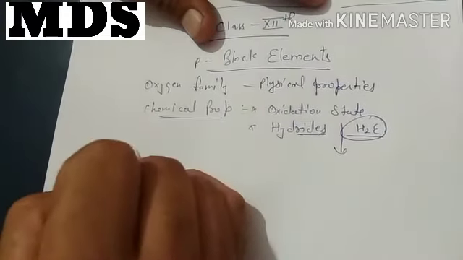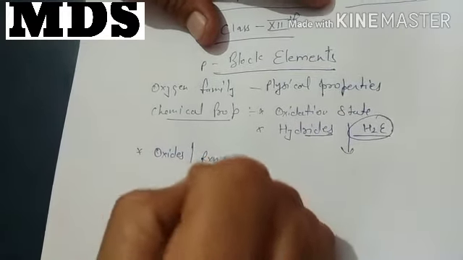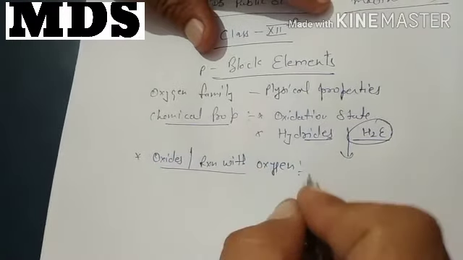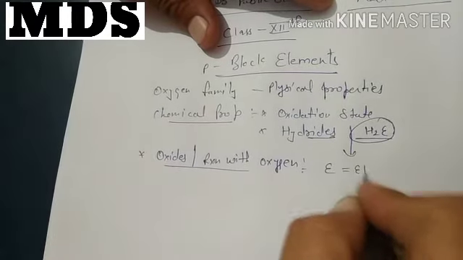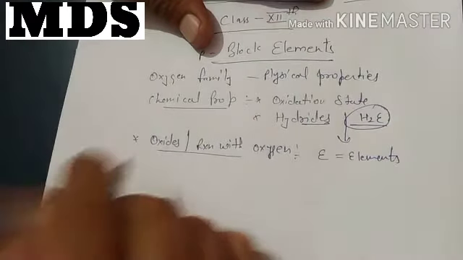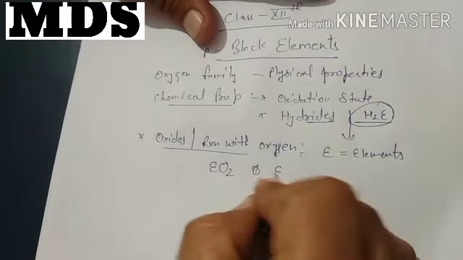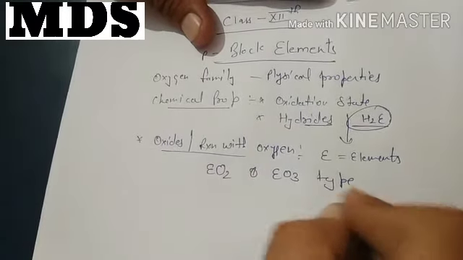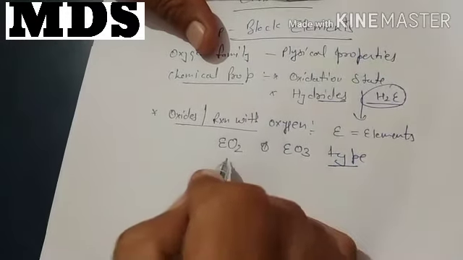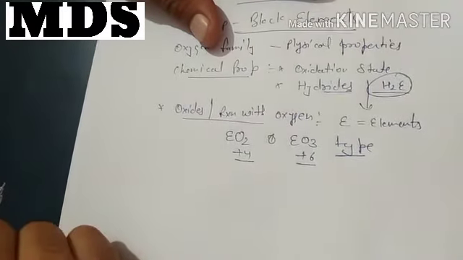So now the next property is regarding the oxides, or you can say reaction with oxygen. If E represents the element of the 16th group, they all form oxides of EO2 and EO3 type. Two types of oxides are mostly formed by these elements, which, as you know very well, have +4 oxidation state and +6 oxidation state.